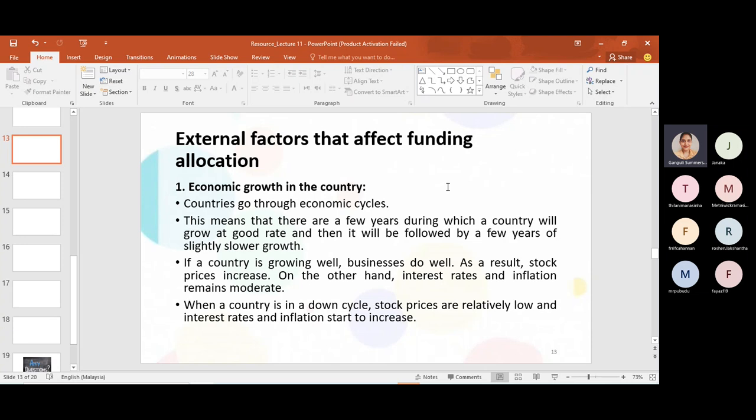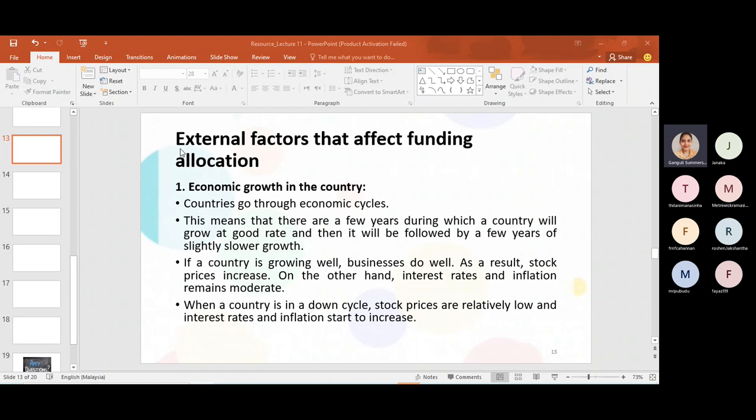The opposite of this is when a country is in a down cycle. When a country is in a crisis, in a down cycle, the opposite happens. The interest rates will increase, the inflation will increase, and the stock prices will get relatively low. These negative things will happen when the country is in a crisis. So economic growth in the country is another factor that affects funding allocation.